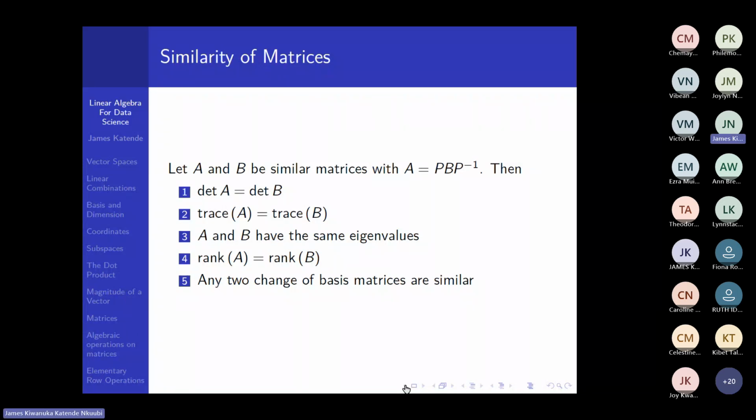So there's some similar matrices. We should try to quickly make sense of it, or do you still want them?